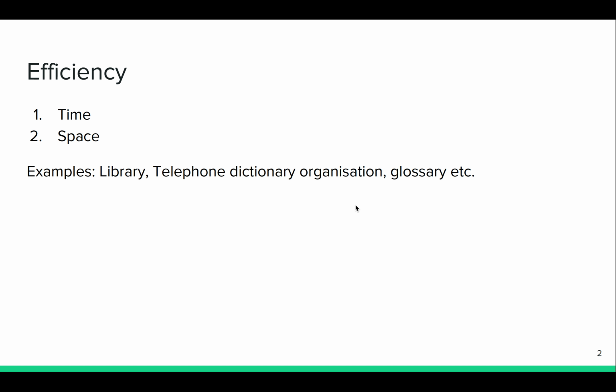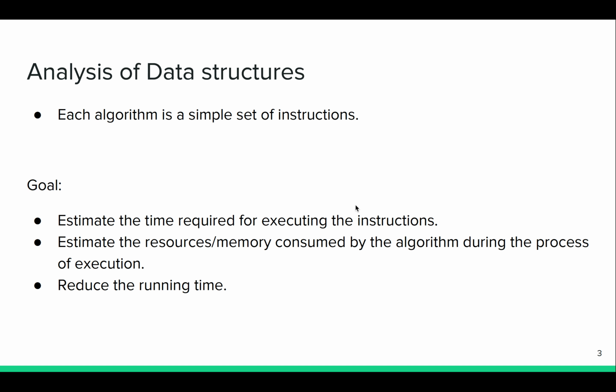So different applications require different kinds of data structures for their implementation. And choosing the right data structure for the right application is the goal of this course. Coming to the analysis of algorithms, as I said, an algorithm is nothing but a simple set of instructions. It's a step-by-step procedure to achieve a particular solution. The goal of this analysis is to estimate the time required for executing these instructions. Also, we need to estimate the amount of memory consumed by these instructions during execution.